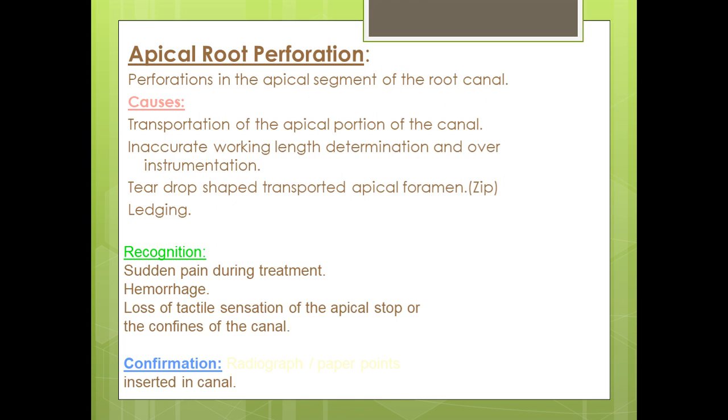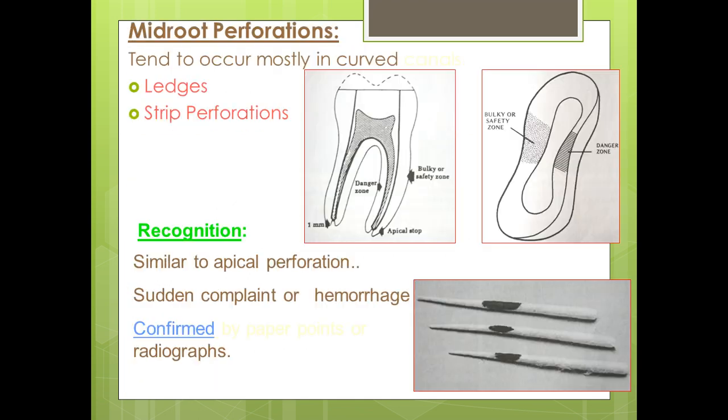So how can you recognize it? There will be a sudden pain during the treatment. The patient will scream or tell you, suddenly I have got a pain. They will complain of the pain, or there will be a sudden appearance of hemorrhage or bleeding. So use a paper point and check for the bleeding point, place an instrument into the artificial opening which we have created, and take an X-ray to confirm whether the file is within the confines of the root canal or has gone outside of the canal.